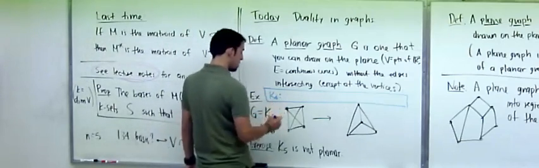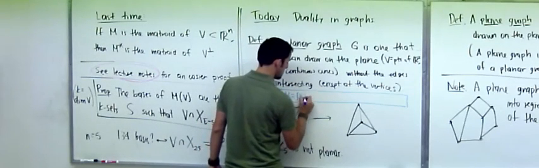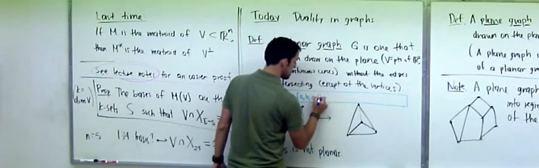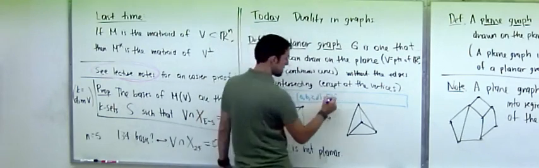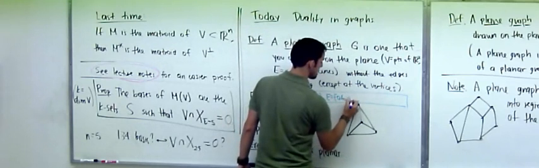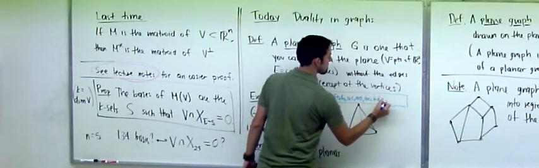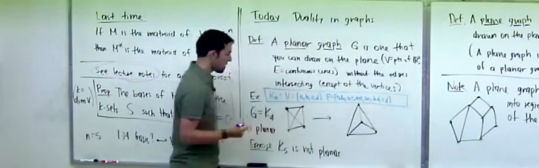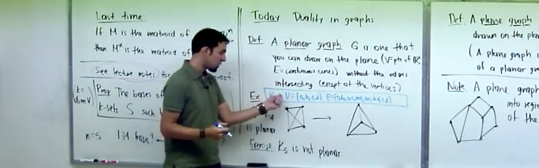The graph K4 is a collection of vertices that I'm going to call A, B, C, and D, and a collection of edges, which are pairs of vertices: AB, AC, AD, BC, BD, CD. This is a graph, and if you want to define a graph, you specify what the vertices are, what the edges are.